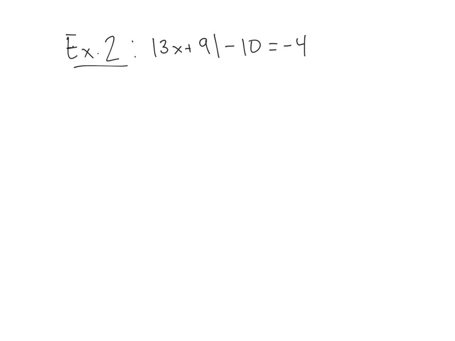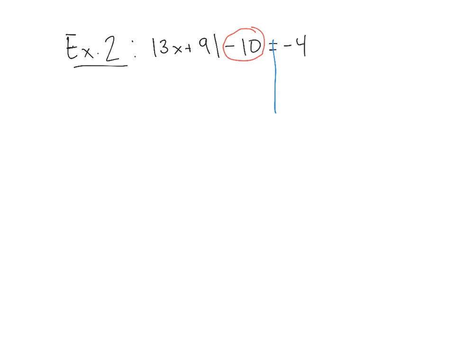Let's try a second example. This one has an extra piece to it. The absolute value of 3x plus 9, subtract 10, equals negative 4. Again, on this problem, I'm looking to find the numbers that if I plug them in will make the equation true. Now, what's different about this one is this minus 10 part here. And that minus 10 part is going to affect me thinking about the absolute value of negative 4.